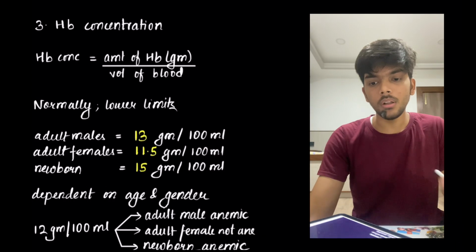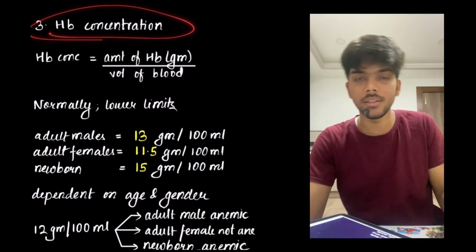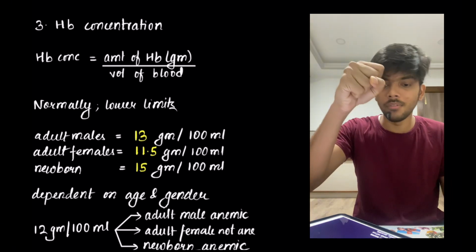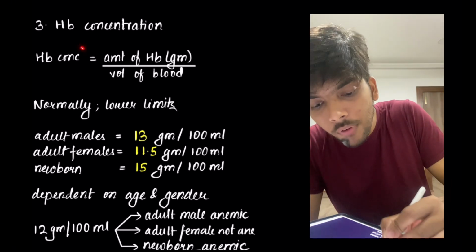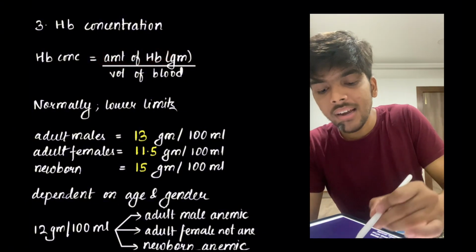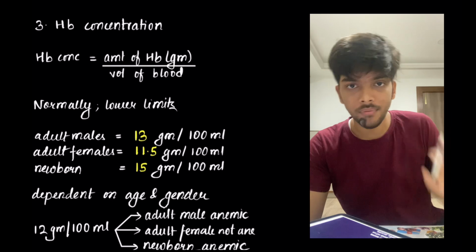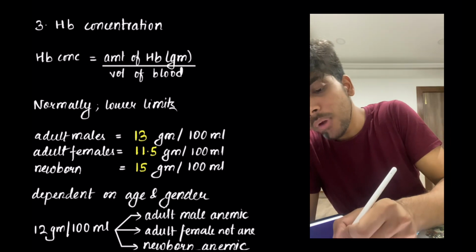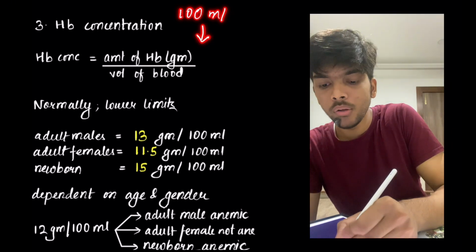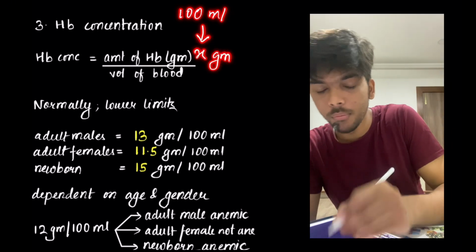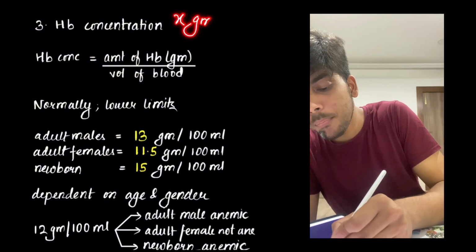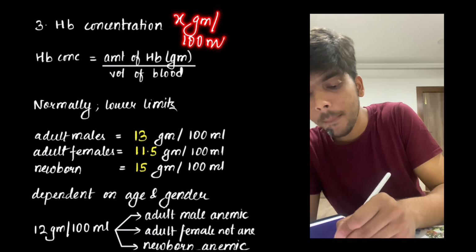Okay. Next up, hemoglobin concentration. Simple thing, you know how to find concentration. Take the amount, divide it by the volume. So in order to find hemoglobin concentration, you take the total amount of hemoglobin and divide it by the volume of the blood that you have taken. So for example, if you have taken 100 ml of blood, in this 100 ml of blood, you are going to find X gram of hemoglobin, right? Then the concentration of hemoglobin is going to be X gram per 100 milliliter of blood.